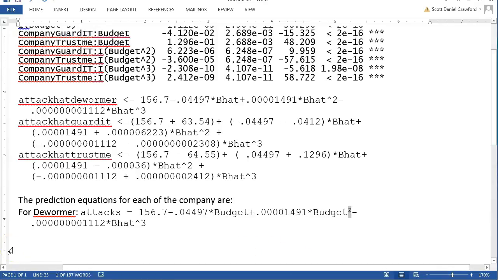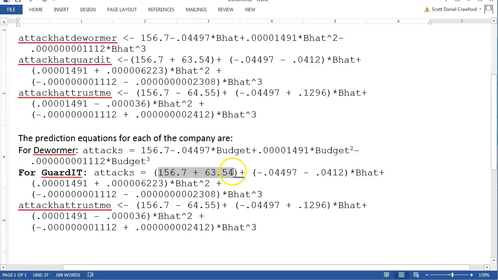And that includes making these variables named something that actually makes sense, like budget instead of b hat. We used b hat to remind ourselves that we were using different numbers to make the predictions than we were when we had the actual data set.